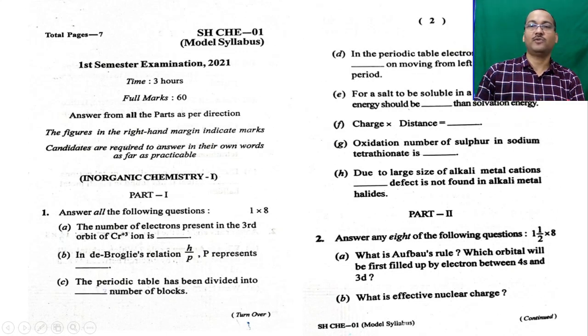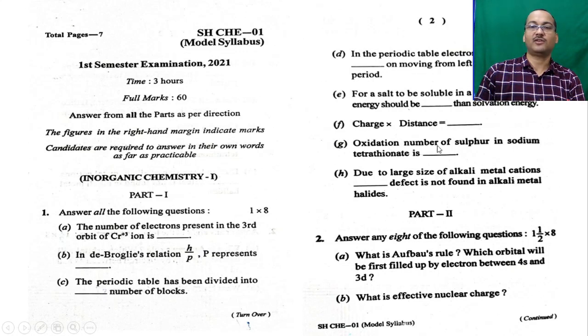In the periodic table, electron gain enthalpy dash on moving from left to right along a period. So whether it is decreasing or increasing, you need to answer. So for a salt to be soluble in a solvent, lattice energy should be dash than solvation energy. It should be less than or greater than. And charge into distance equal to what?